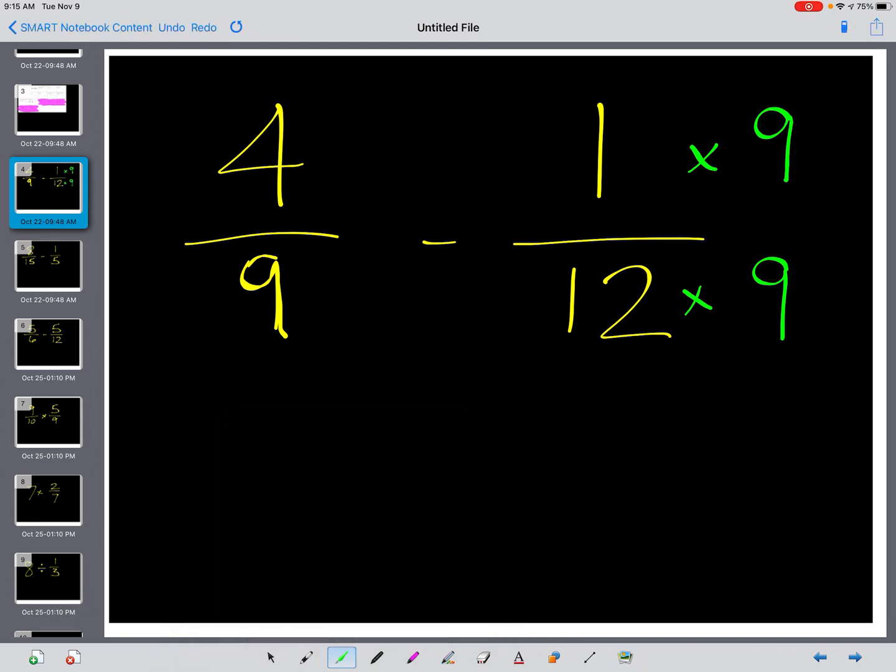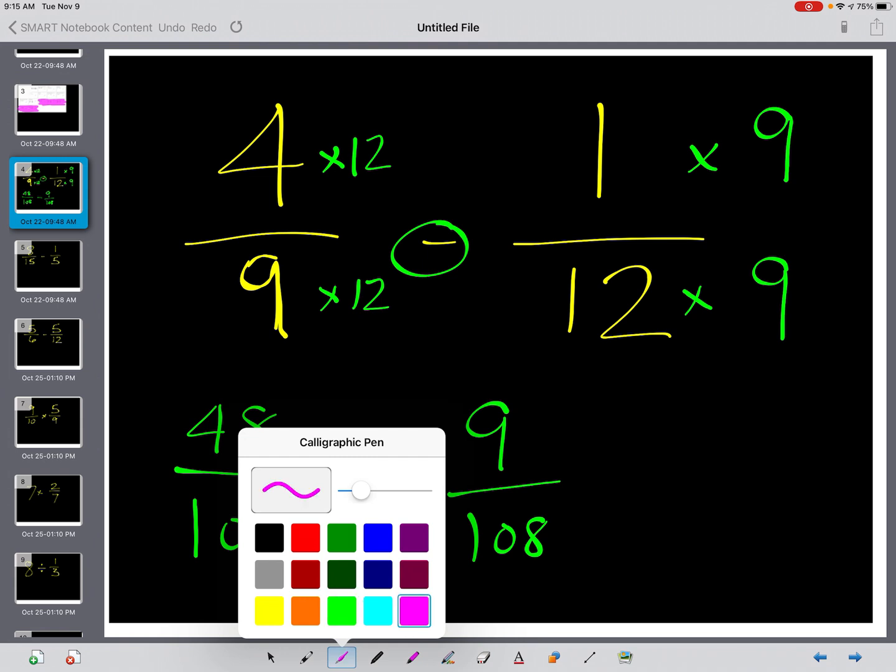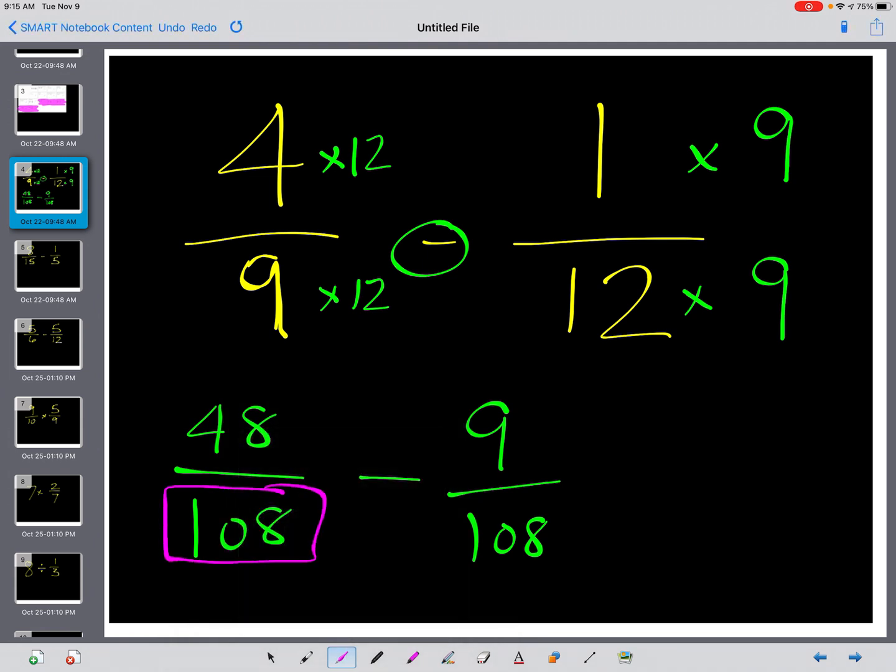So here we would do multiplication of 12. So go ahead and do that. 4 times 12 is 48. And 9 times 12 is 108. Don't forget that minus symbol in your new problem. And then 1 times 9 is 9, and 12 times 9 is, again, 108. And you can see now that we have like denominators. This is what enables us to actually do our math now.